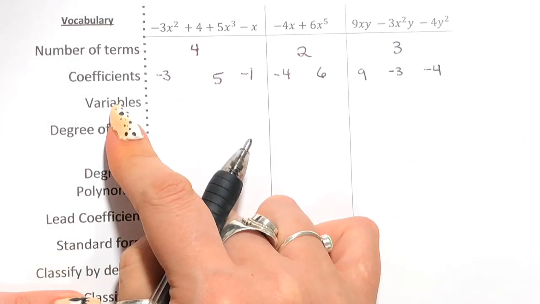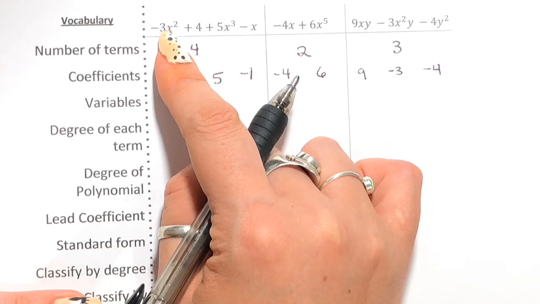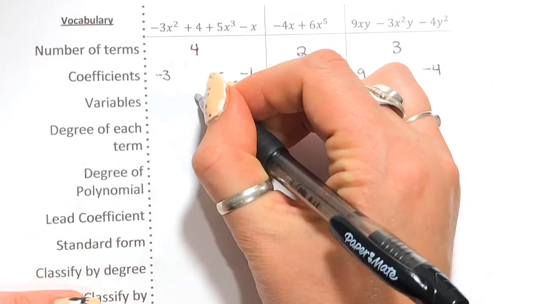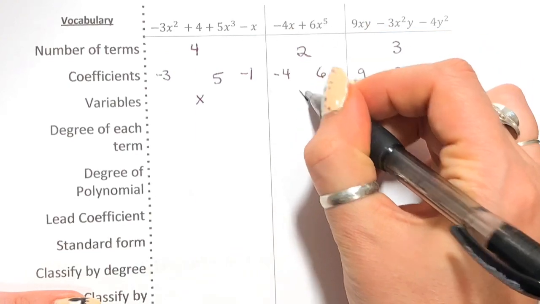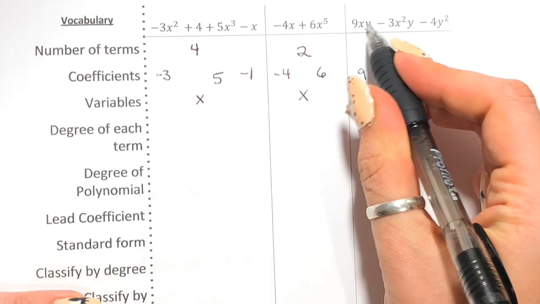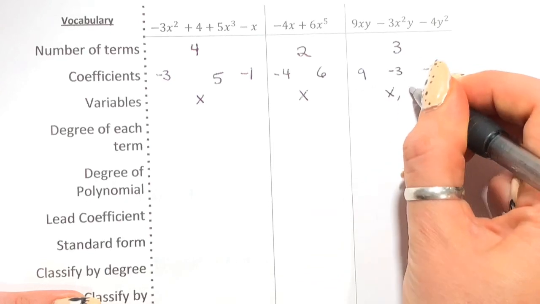And then variables are going to be the letters that you're using in your polynomial. So on this one, it's only using x's. So our variable is an x. Same with this polynomial, we're only using x's. But then on this one, we're using x and y. So we have 2 variables.